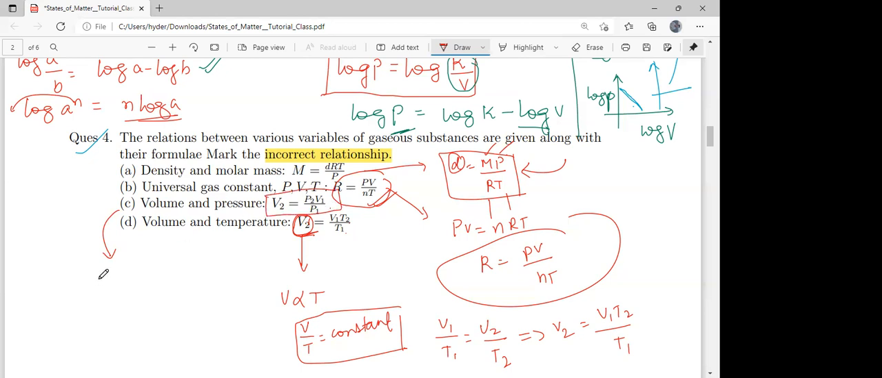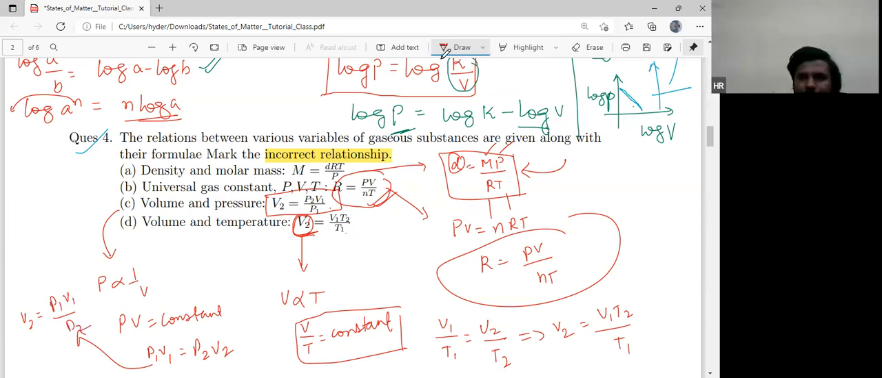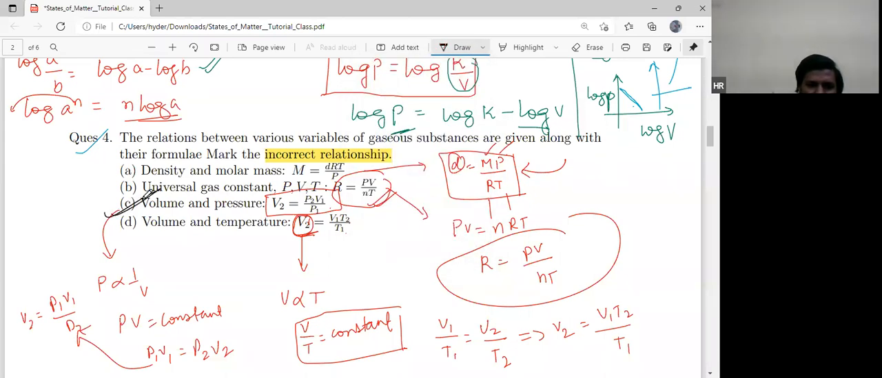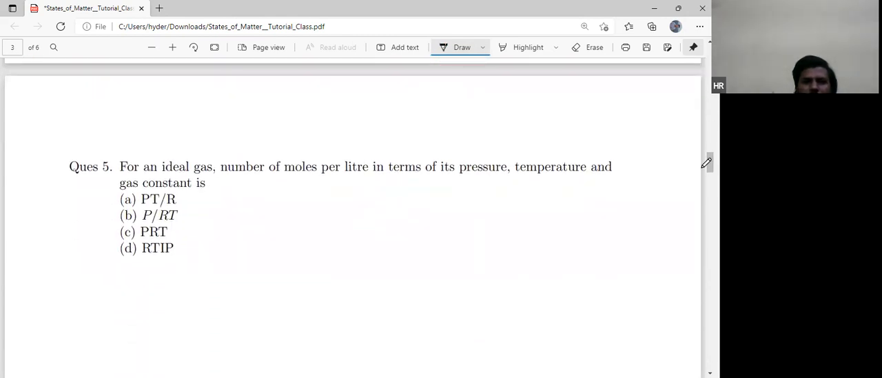Find the relation between PV. The PV relation is given by Boyle's law: P inversely proportional to V. That means PV is constant, and there is the relation P1 V1 is equal to P2 V2. And in the option, it is finding the value of V2. V2 will be equal to P1 V1 upon P2. And here it is given wrong. So the incorrect relationship will be C. Moving to the next question. This is question number 5. It's also very easy.